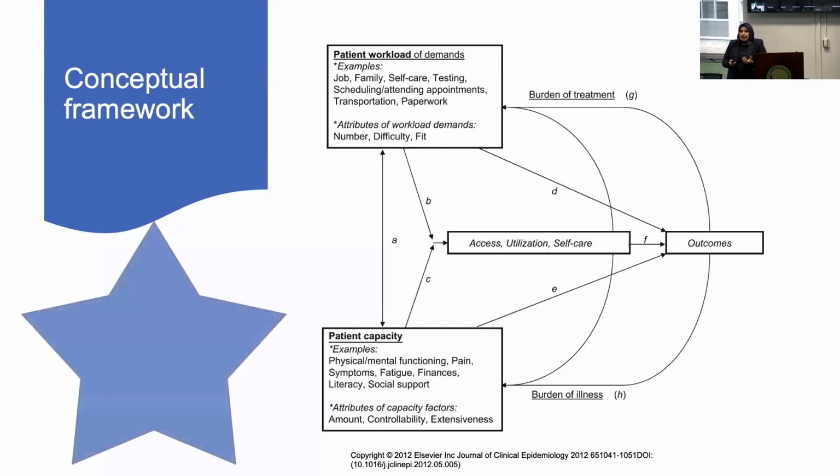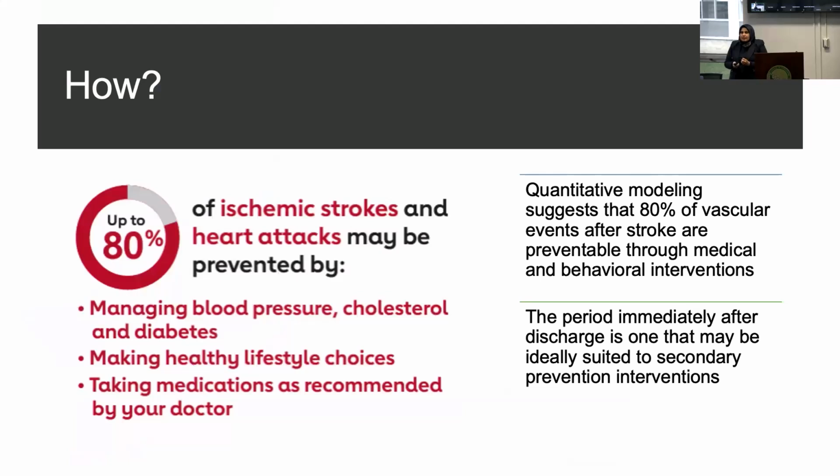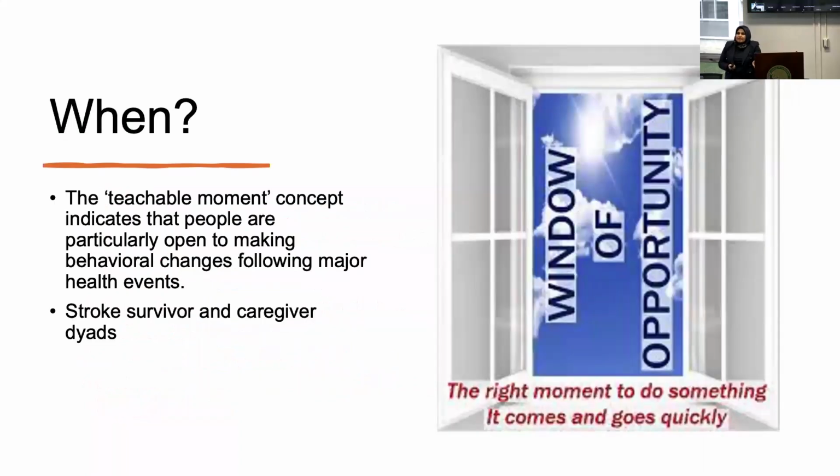So how can we empower these people to really self-manage enough, perhaps through accessible integrated services and educational materials? That is one thought for fostering their ability. But how do we do this? Well, perhaps blood pressure is one target. Healthy lifestyle choices. Well, healthy lifestyle choices can mean a lot of different things, but we know that quantitative modeling suggests that 80% of vascular events after stroke are preventable through medical and behavioral interventions, but whether these work or not is something to think about.